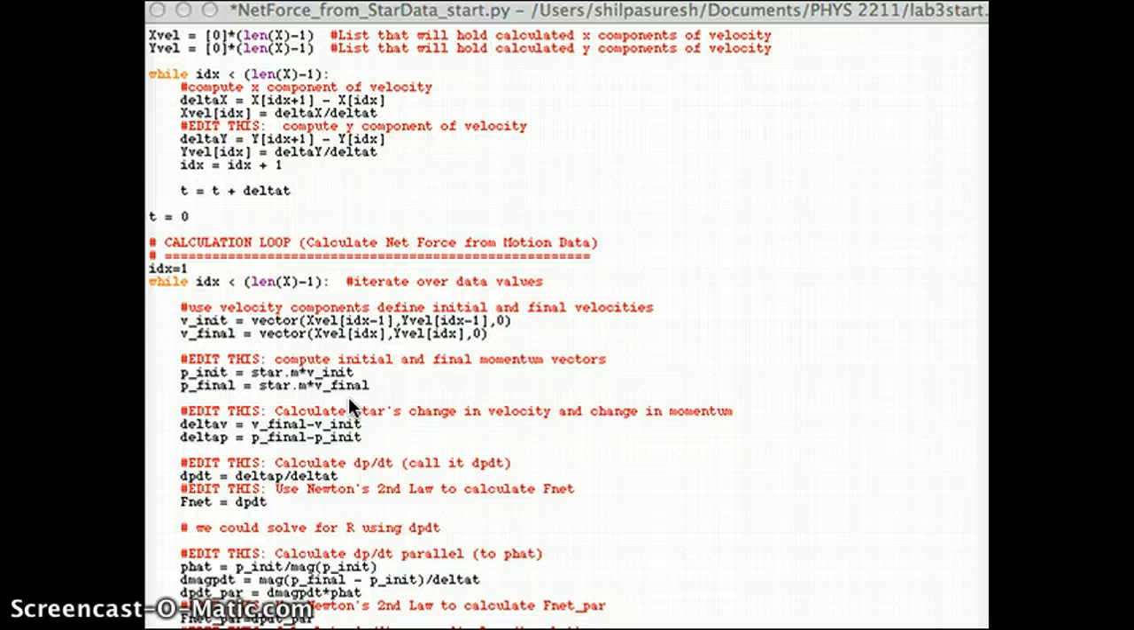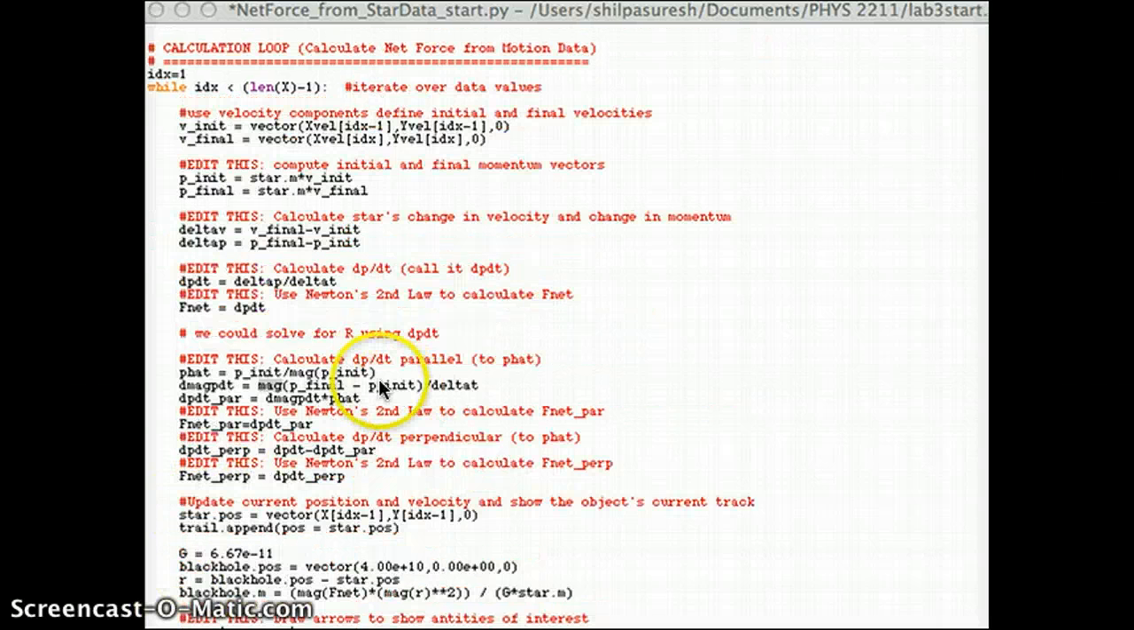The change in momentum can be denoted as dp/dt, which equals the change of momentum over the change of time. And this quantity is equal to the net force. In this while loop, we can break up the parallel and perpendicular components that constitute the net force.